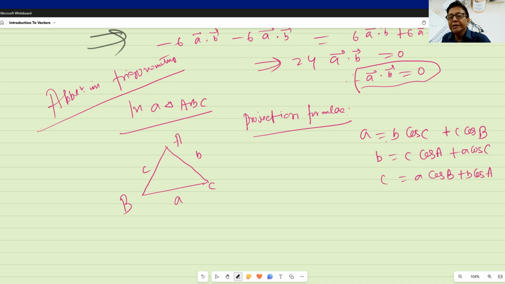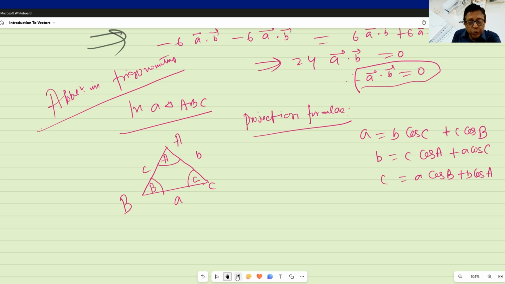So when you are taking a, it is a combination of b and c. When you are taking b, it is a combination of c and a. And for c, a combination of a and b. This is angle A, angle B, and this one angle C. Okay? How to prove this?